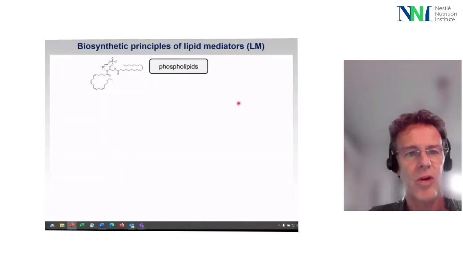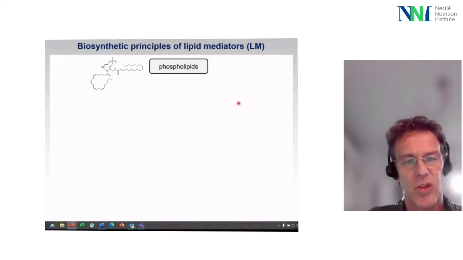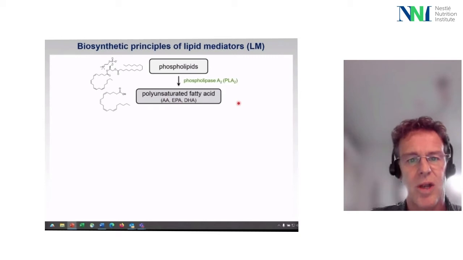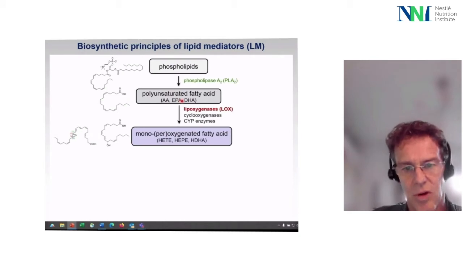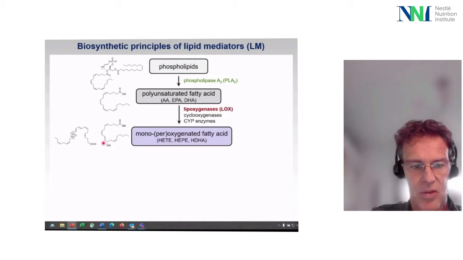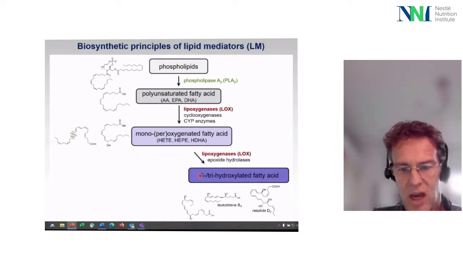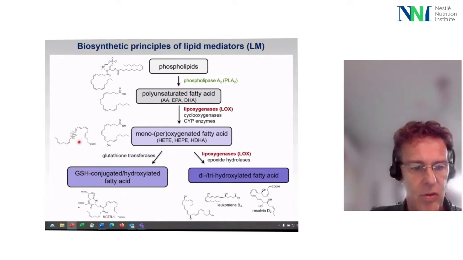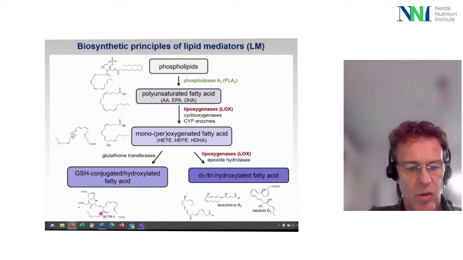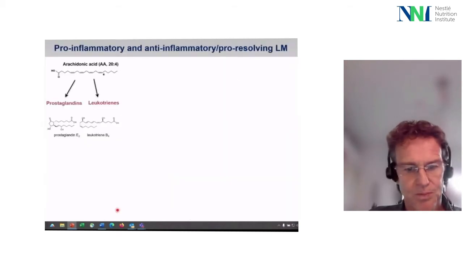Here we have an overview of the biosynthetic principle of lipid mediators, which is quite easy. Phospholipids are cleaved by a phospholipase A2 to release the polyunsaturated fatty acid, which is then a substrate for lipoxygenases and cyclooxygenases to produce a monooxygenated fatty acid, which you can see here. These are then substrates again for lipoxygenases or epoxide hydrolases. This leads to di- or trihydroxylated fatty acids, and these are the bioactive lipid mediators. Alternatively, these epoxides can be conjugated with glutathione to produce the cysteinyl leukotrienes and cysteinyl SPMs.